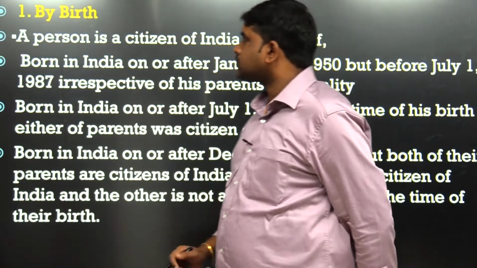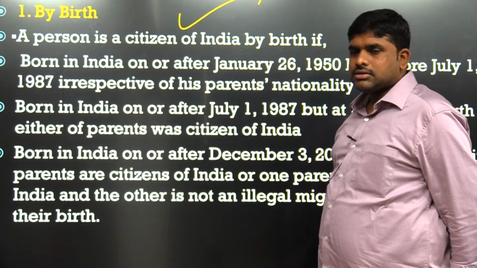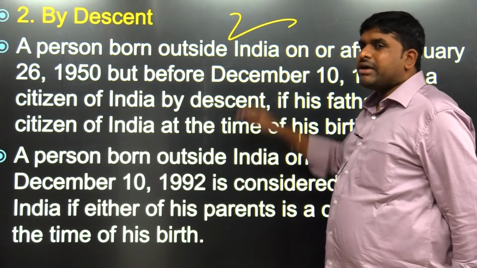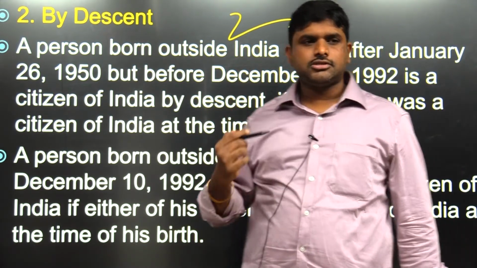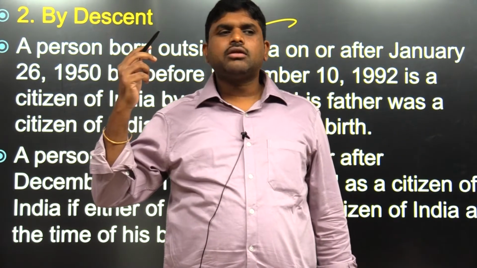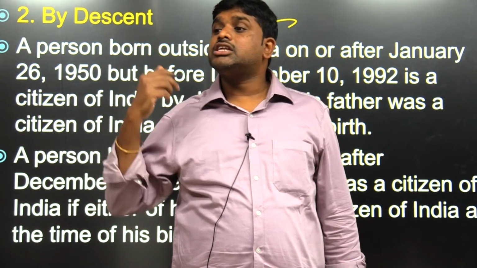Number 1, by birth. Number 2, by descent. By descent means my ancestors. If my grandparents are part of the country, then that is called by descent.